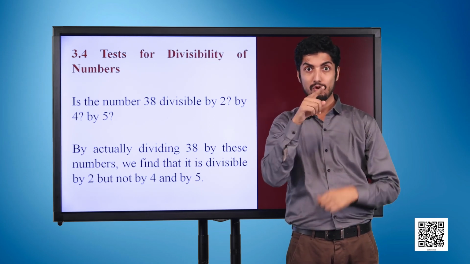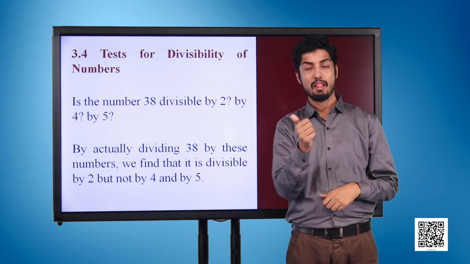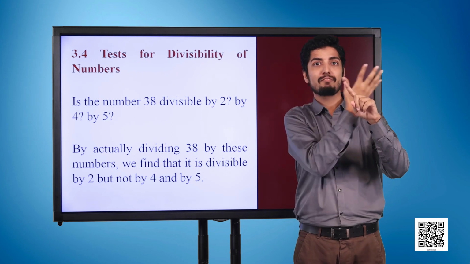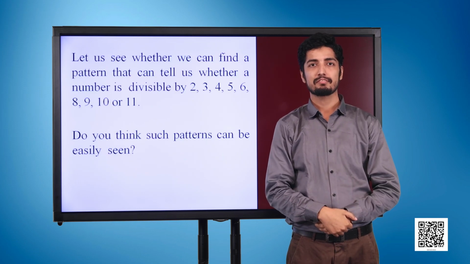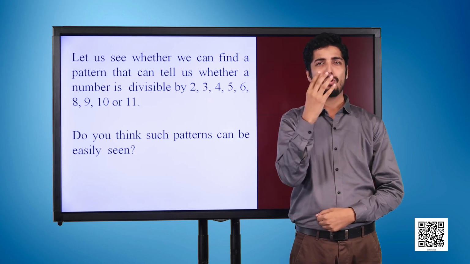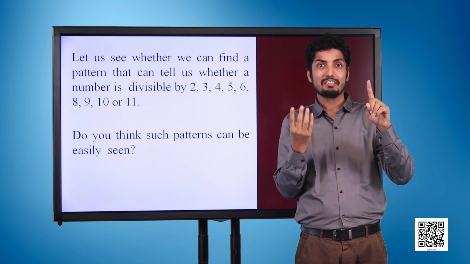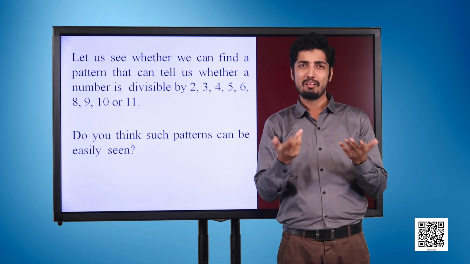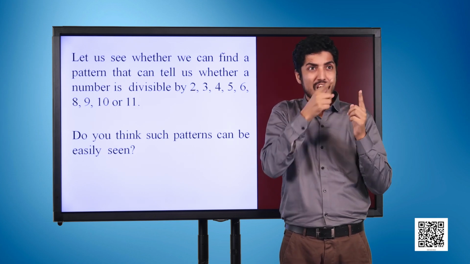By actually dividing 38 by these numbers, we find that it is divisible by 2, but not by 4 and 5. Let us see whether we can find a pattern that can tell us whether a number is divisible by 2, 3, 4, 5, 6, 8, 9, 10 or 11. Do you think such patterns can be easily seen?